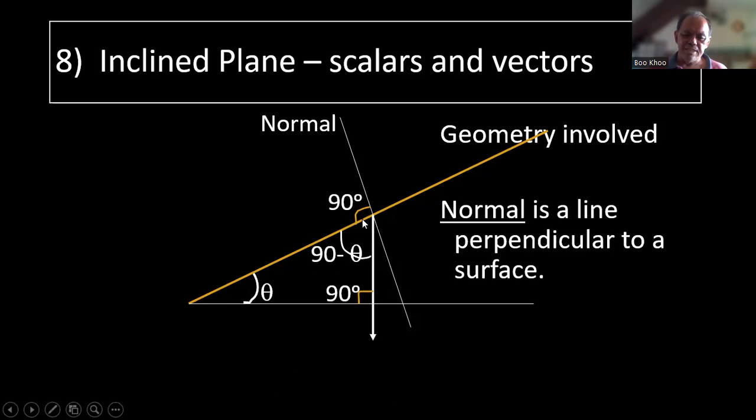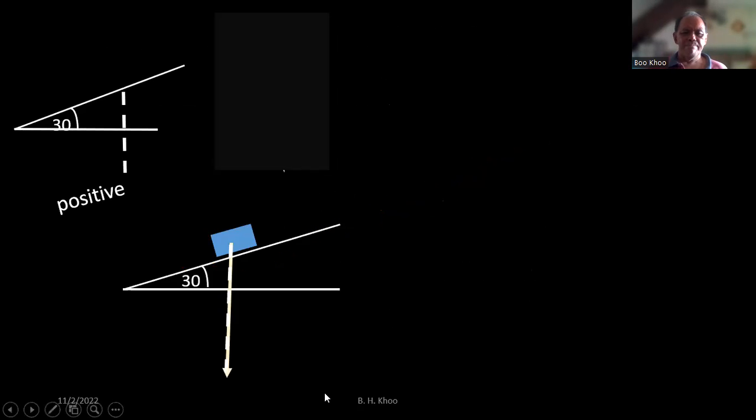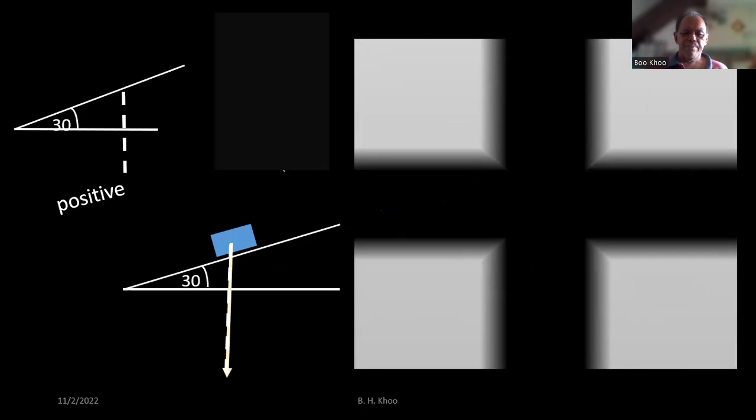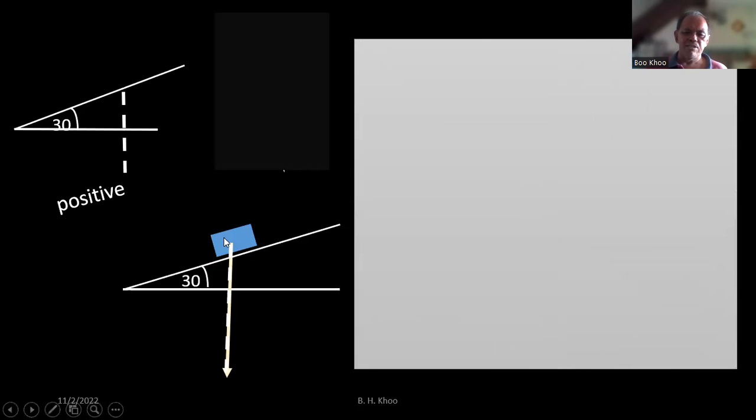So this is 90, so this must be theta. Either one, you can call this one theta, memorize it, or derive it. You can use either this angle or the other angle. Okay, so the inclined plane, that's the object.